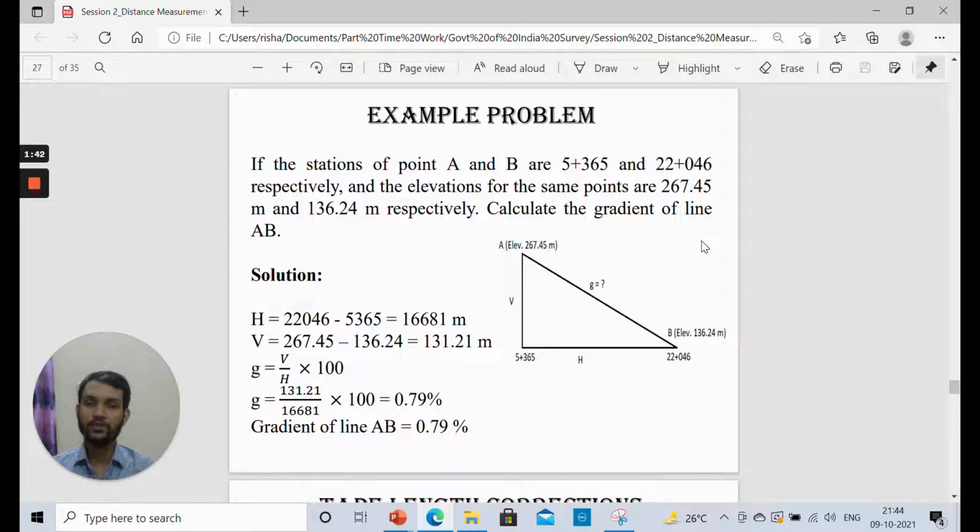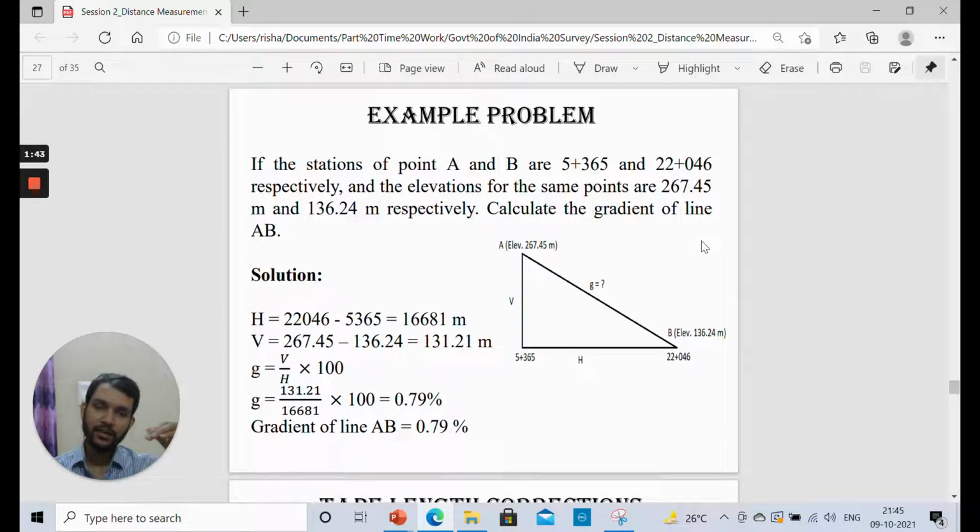And the vertical difference in elevation can be found by subtracting 136.24 from 267.45, because station A has an elevation of 267.45 meter and station B has an elevation of 136.24 meter. So the difference in elevation between these 2 points will be 267.45 meter minus 136.24 meter, which is equal to 131.21 meter. This is the vertical difference in height between these 2 points, and now we can easily calculate the value of the grade of the sloping land.